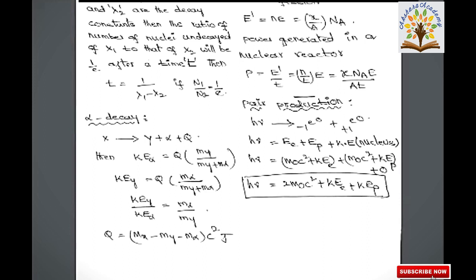Its value in electron volts is 0.51 million electron volts. So by simplifying that equation, the total energy of the photon will be h nu is equal to 2 m naught c square plus Ke of electron plus Ke of positron. This is one of the important formulas we use in pair production.